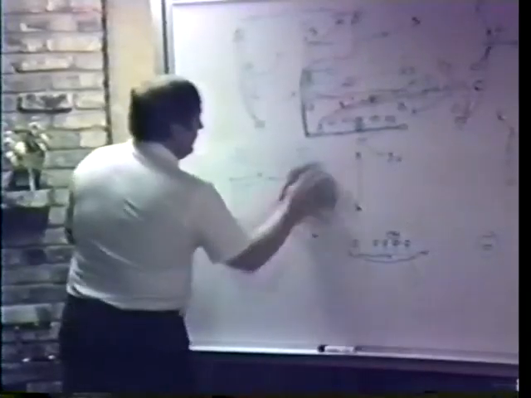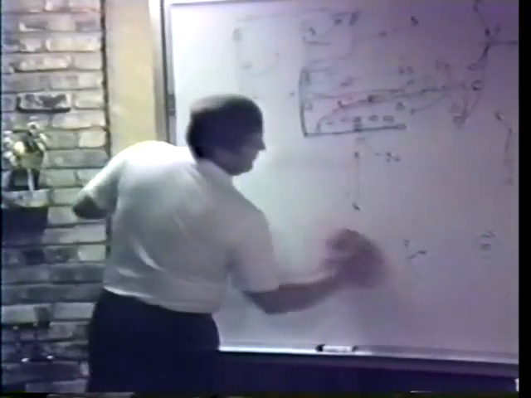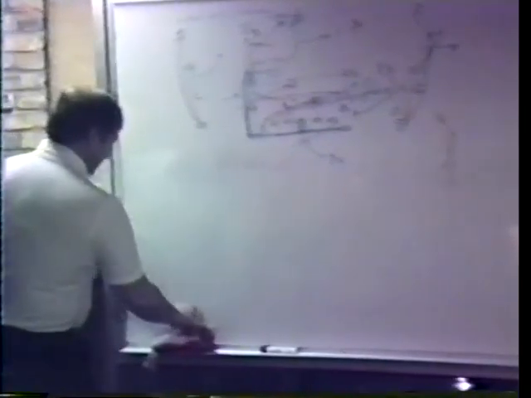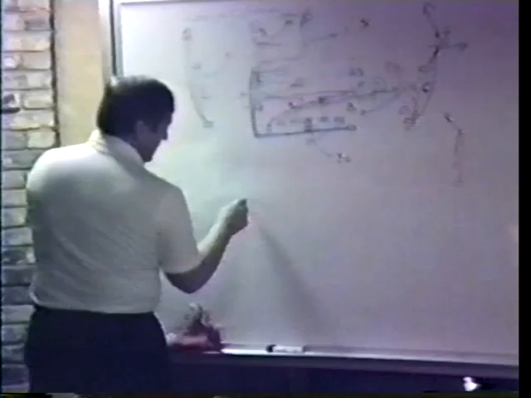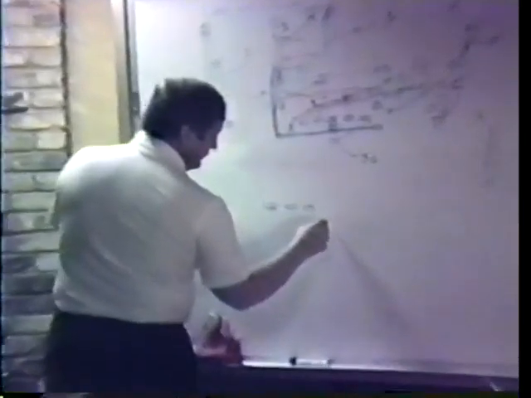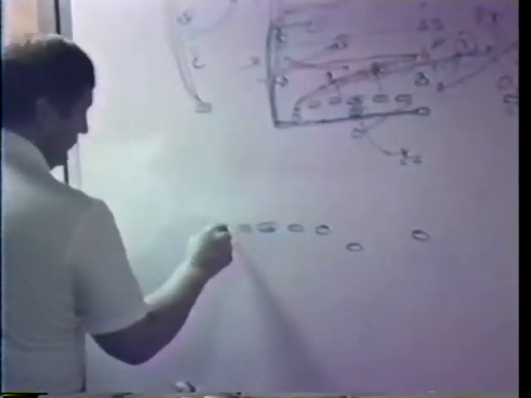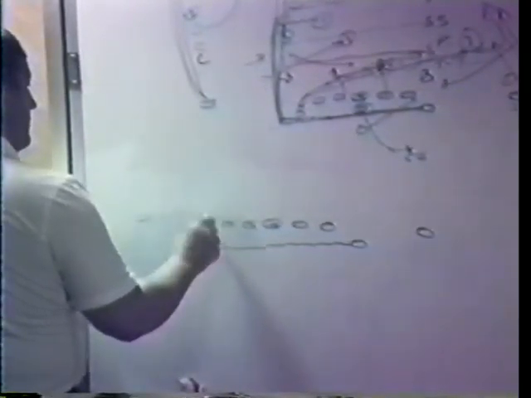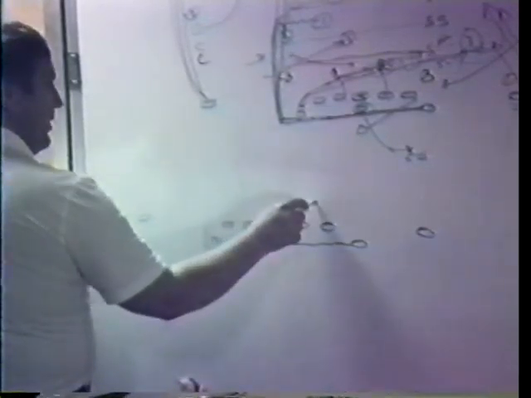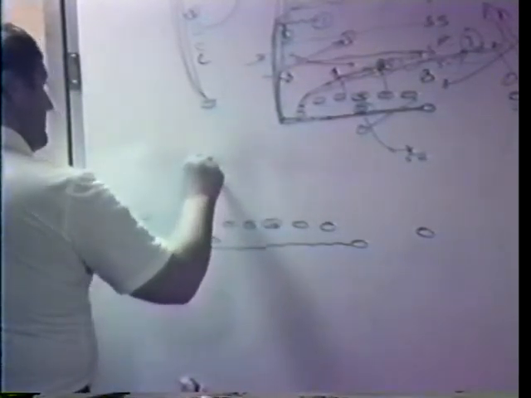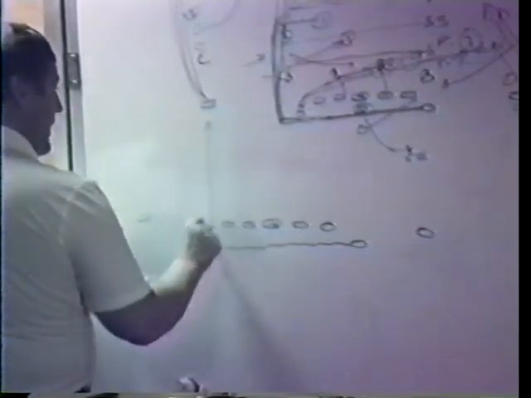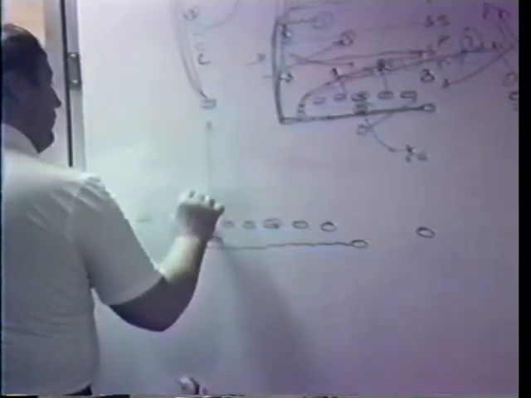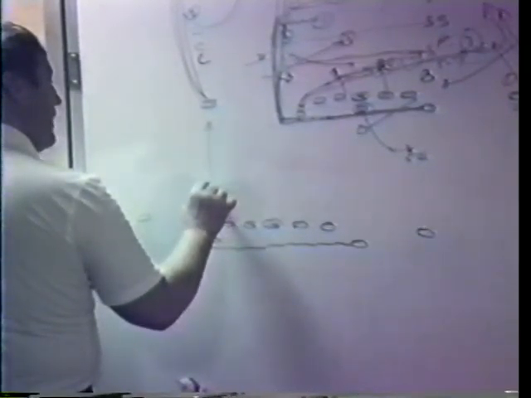Okay, now, if we're going to run, I'm going to show you at the same time. If we run choice special, all it changes are these 2 guys' routes. Instead of this guy coming underneath, he takes the read on top, and now, if it's zone, we stretch this seam, so he throttles down 3 to 5 yards deep.